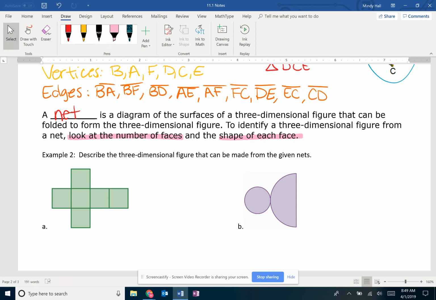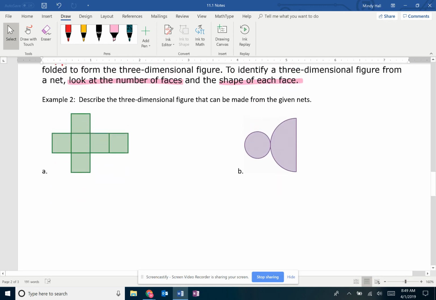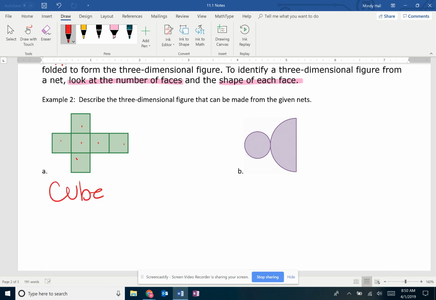Okay, so looking at this shape, we have 6 faces, 1, 2, 3, 4, 5, 6, and all of them are squares. So because I have 6 faces and all of them are squares, I know it has to be something with a square. But then, remember, we have prisms and pyramids pretty much. And with a pyramid, it meets at one point, so I know this is a prism. And then since all of these are squares, a prism that has squares for its sides is called a cube.